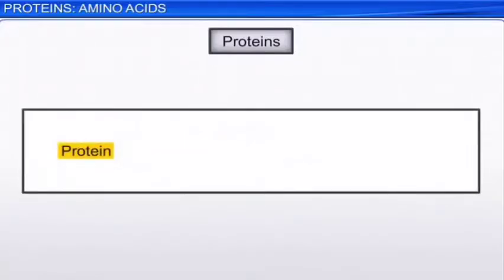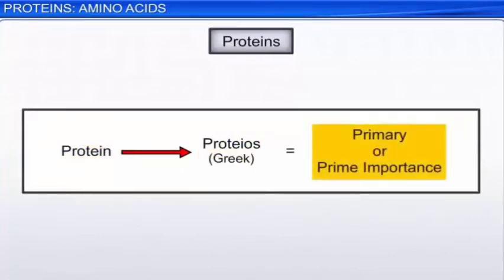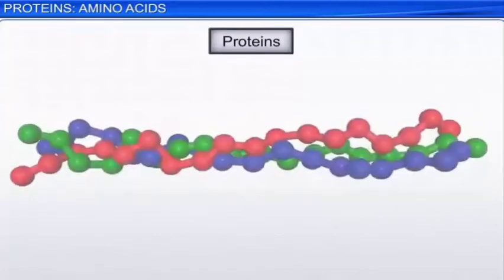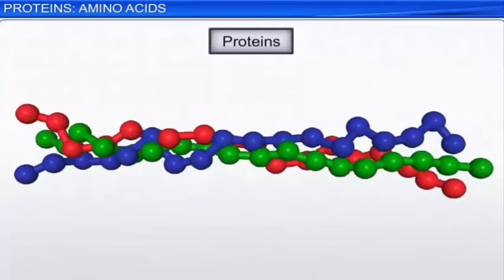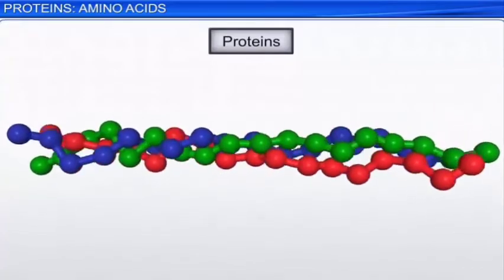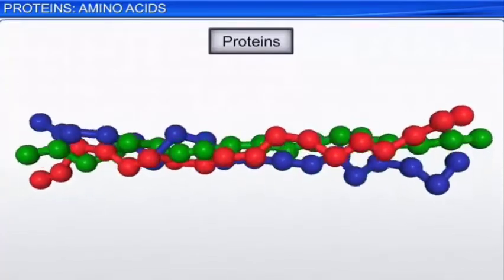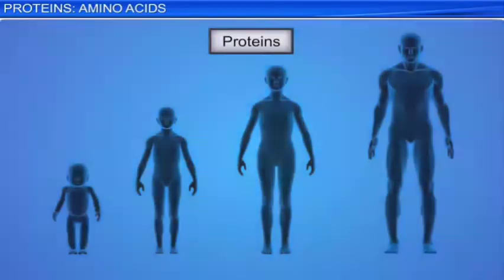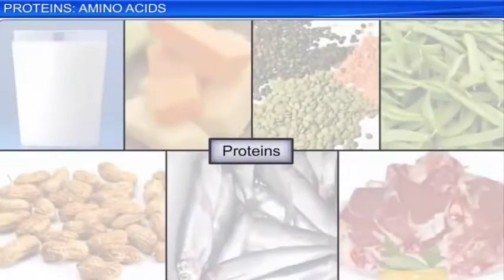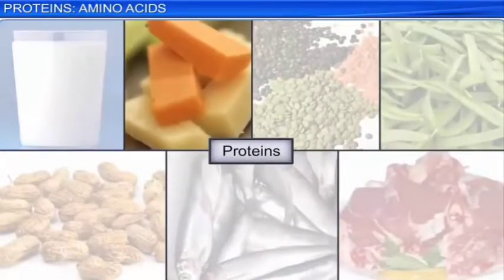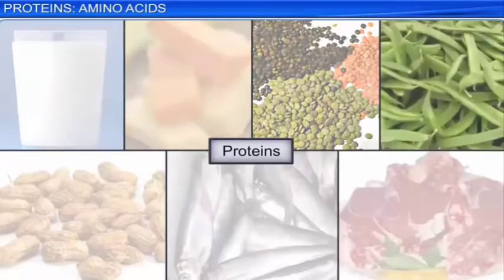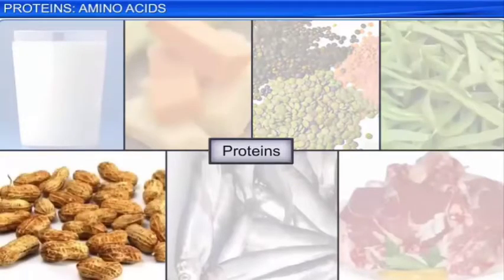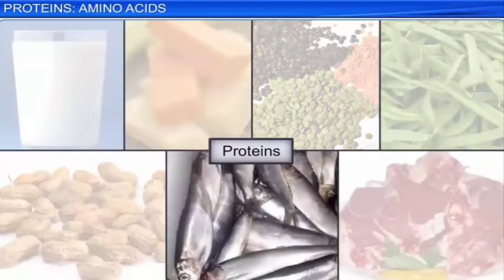The word protein is derived from the Greek word proteos, which means primary or of prime importance. Proteins have a number of important biological roles, both structural and functional. They are vital for the growth and maintenance of the body. The dietary sources of protein include milk, cheese, pulses such as beans and lentils, peanuts, fish, and meat.